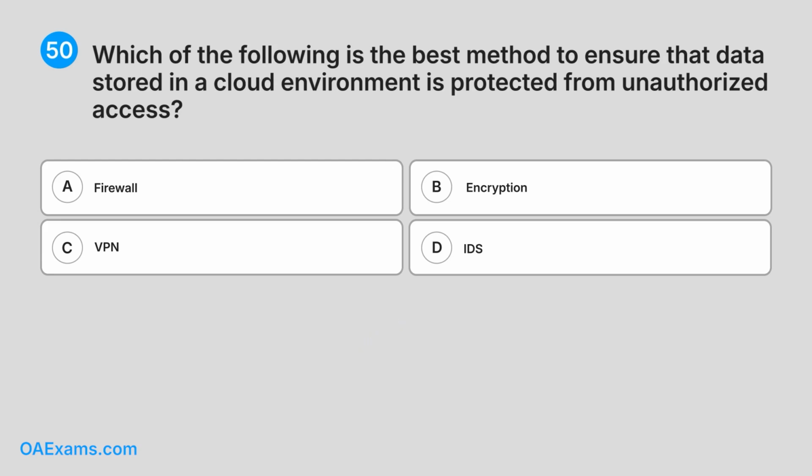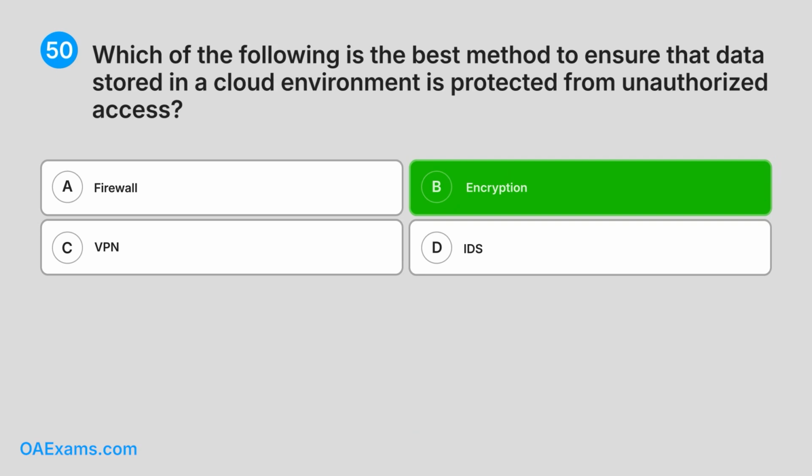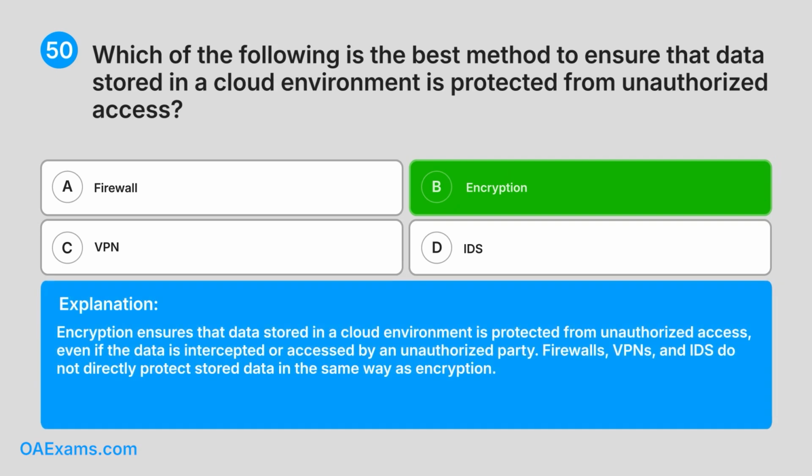Correct answer, B. Encryption. Explanation. Encryption ensures that data stored in a cloud environment is protected from unauthorized access, even if the data is intercepted or accessed by an unauthorized party. Firewalls, VPNs, and IDS do not directly protect stored data in the same way as encryption.